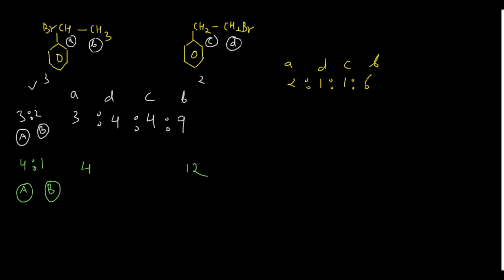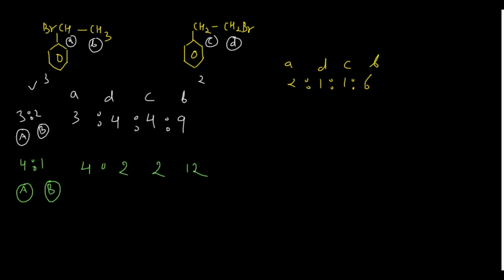Then you can go for type C. I have taken the molar ratio of 1, so 1 into 2, that is 2. So for type C I can write 2 here. Similarly, for D I have again taken the molar ratio of 1, and there are 2 here, so 1 into 2, that is 2. So I can write 2 here.